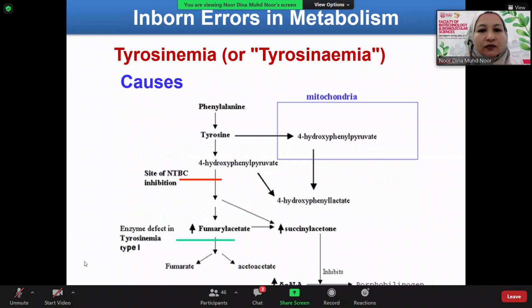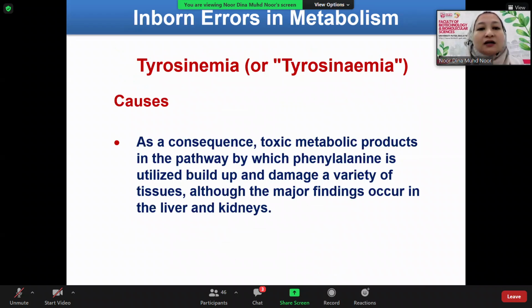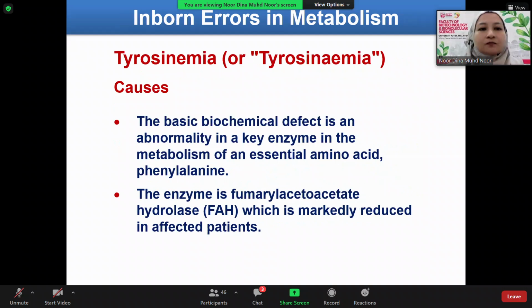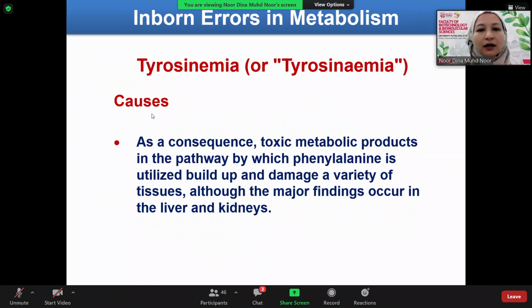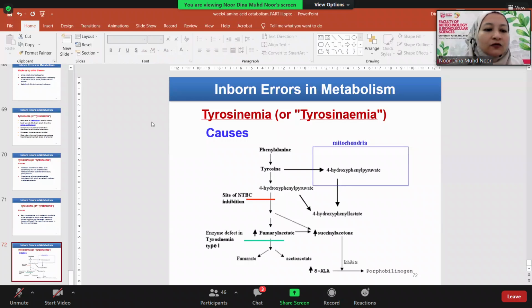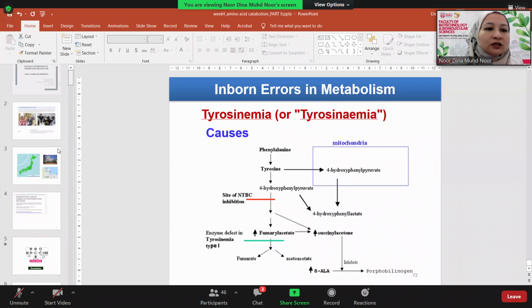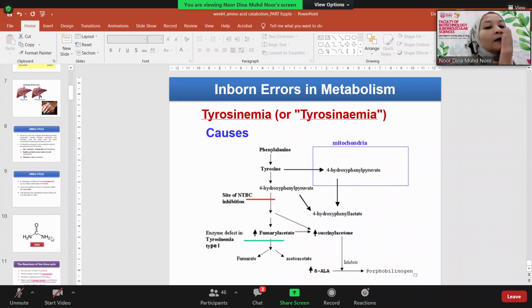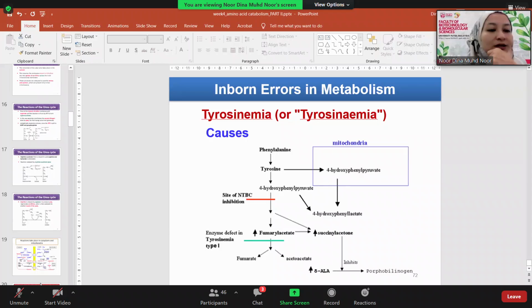And we have tyrosinemia, which we already discussed before. What are the cause and the defect or abnormalities that are involved if you get tyrosinemia? Okay, so I think that's all for the amino acid catabolism.